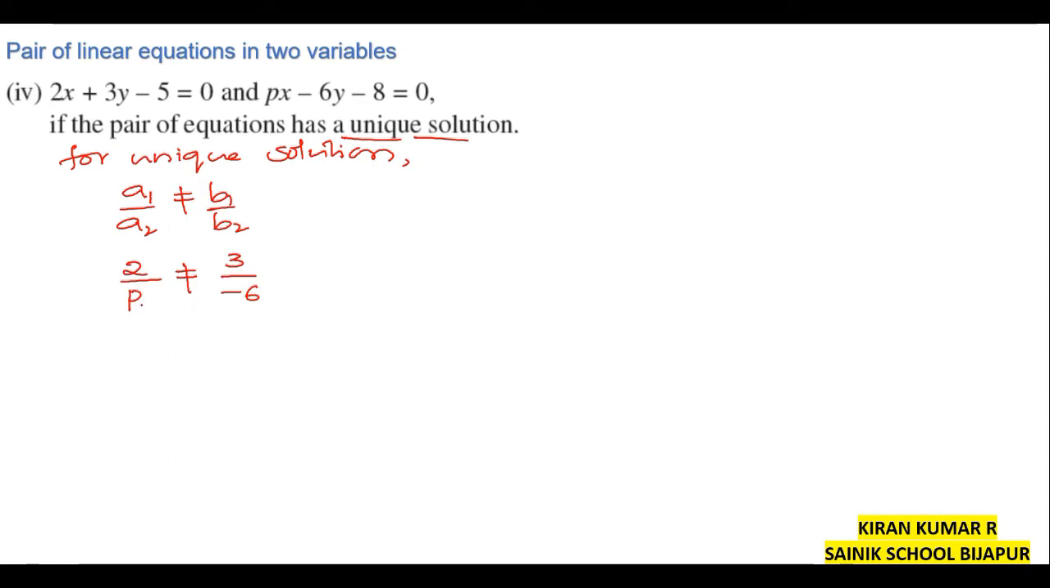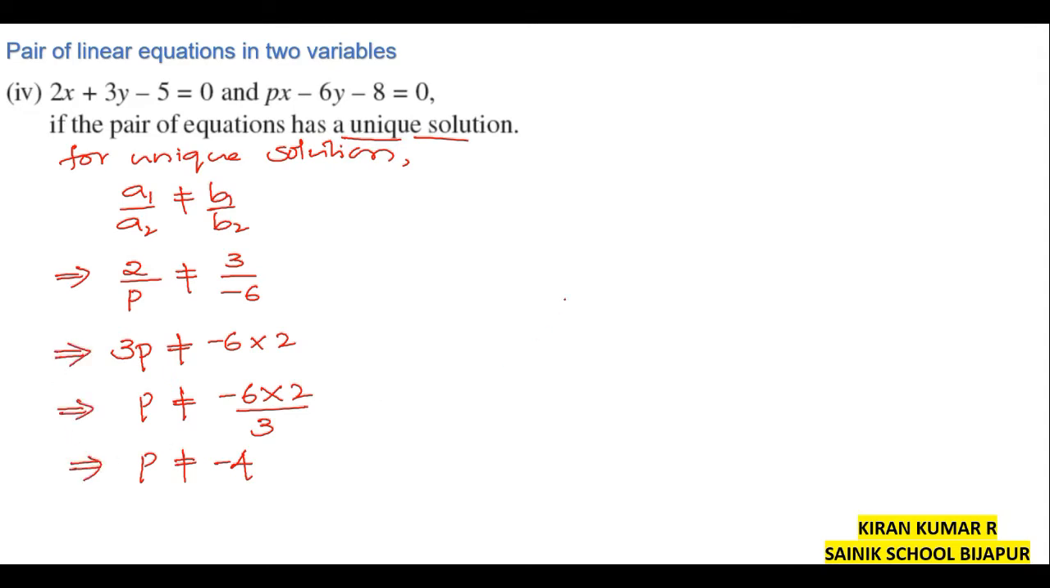If 3 and p are multiplied, we get 3p not equal to minus 6 into 2. So p is not equal to minus 6 into 2 divided by 3. We'll be getting p not equal to minus 4. This means that p can be any real value except minus 4.